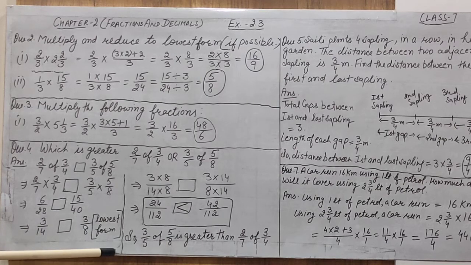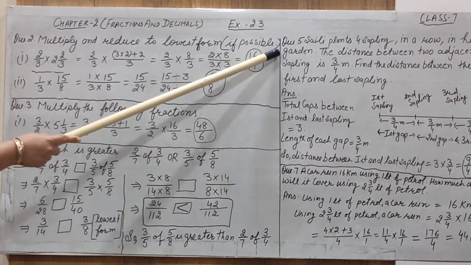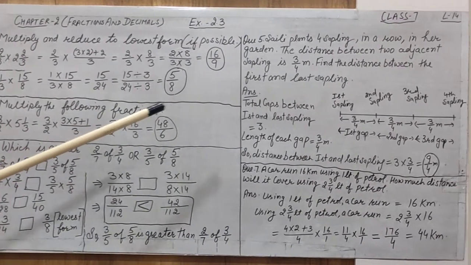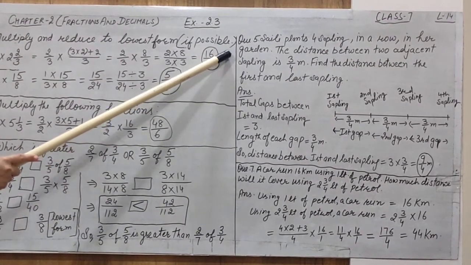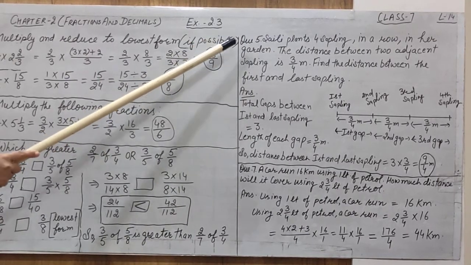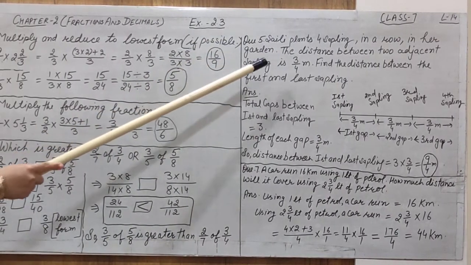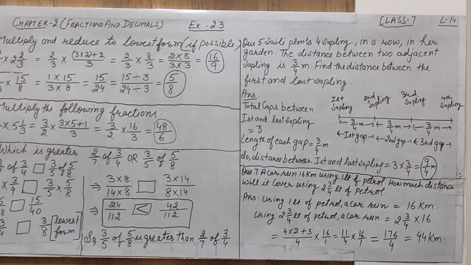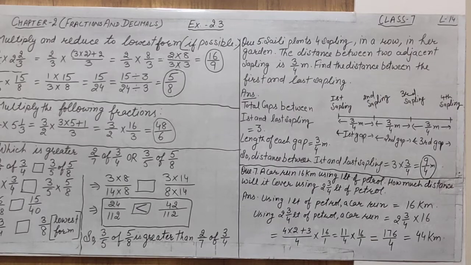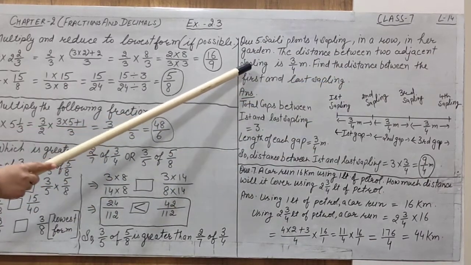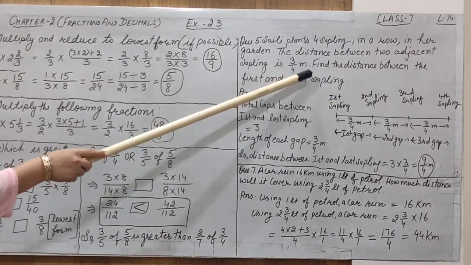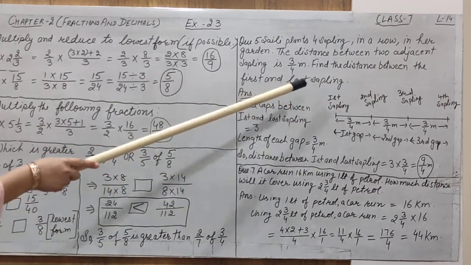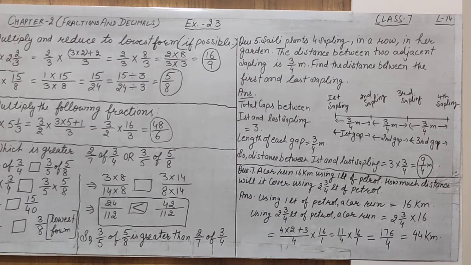Alright. Now come towards the next question of this exercise, question number 5, that is, statement based questions. Now the first statement based question, question number 5, is: Sally planted 4 saplings in a row in her garden. The distance between two adjacent saplings is 3 by 4 meters. Find the distance between the first and last saplings.